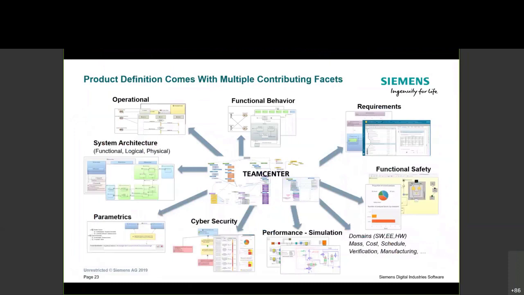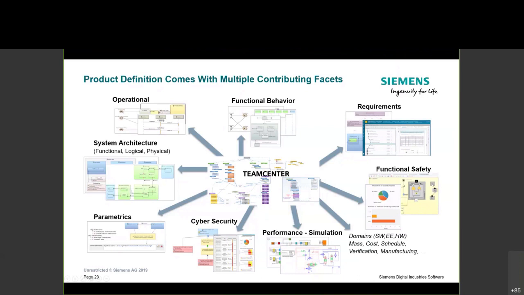Now, product definition eventually comes with multiple contributing facets, right? Right there, again, you see this Teamcenter information model, multiple facets as a matter of defining the functional aspects. How do you group functions, or what are the functional interactions? So we talk about logical and physical. It might be a bit confusing. I think we should rather read that as concept physical. It's not really the end physical.